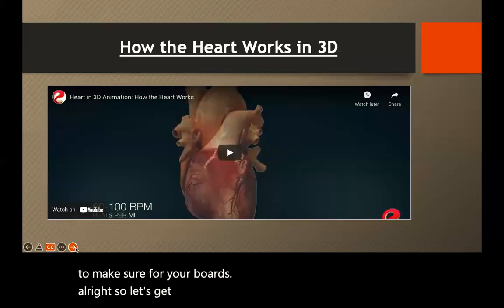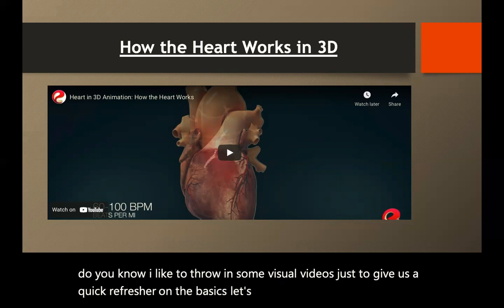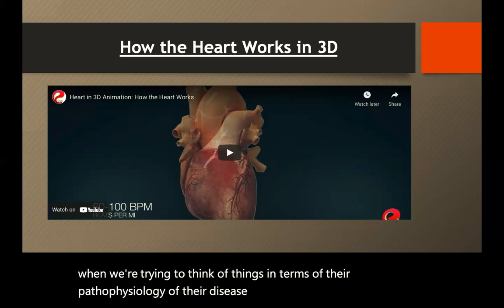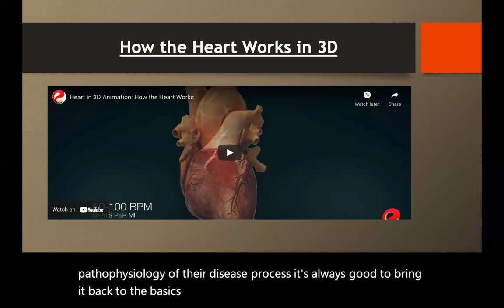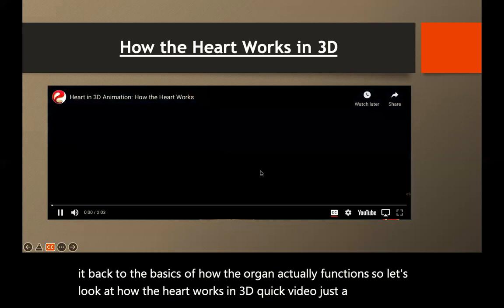Cardiology. The first thing I wanted to do, I like to throw in some visual videos just to give us a quick refresher on the basics. Let's always bring it back to the basics when we're thinking about the pathophysiology of a disease process. It's always good to bring it back to how the organ actually functions. So let's look at how the heart works in 3D. Quick video, just a nice little reminder.